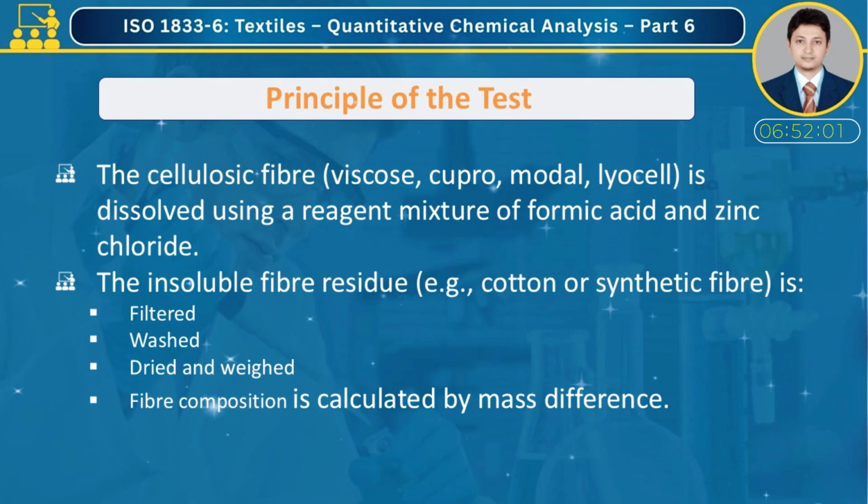Principle of the test. The test principle is based on chemical dissolution. The cellulosic fiber, such as viscose, cupro, modal, or lyocell, is selectively dissolved using a reagent composed of formic acid and zinc chloride. The undissolved fibers, such as cotton or synthetics, are then filtered, washed, dried, and weighed. The mass of the remaining residue, when compared to the original sample, allows us to calculate the proportion of each fiber present in the blend.